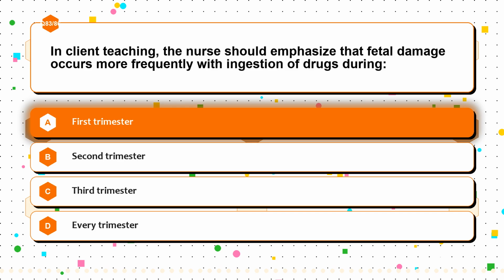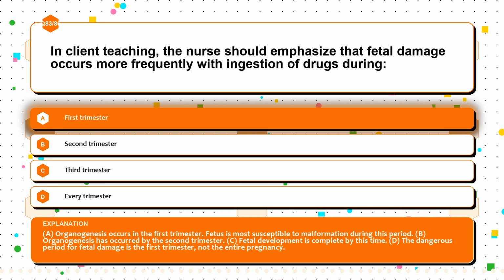The correct answer is option A. First trimester. Organogenesis occurs in the first trimester. The fetus is most susceptible to malformation during this period. B. Organogenesis has occurred by the second trimester. C. Fetal development is complete by this time. D. The dangerous period for fetal damage is the first trimester, not the entire pregnancy.